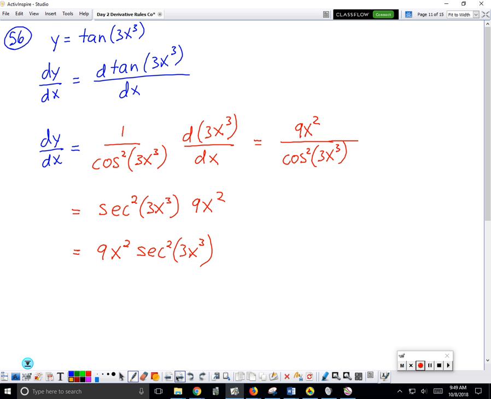There are really two possible answers to any derivative of the tangent problem. This is correct and could show up on a multiple choice test. This is also correct. Again, no way to predict which form they'll use. Either one is the same.